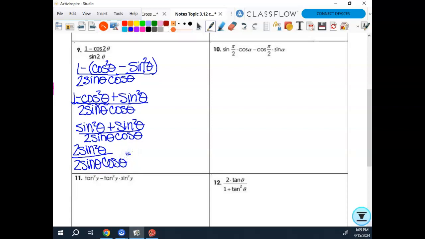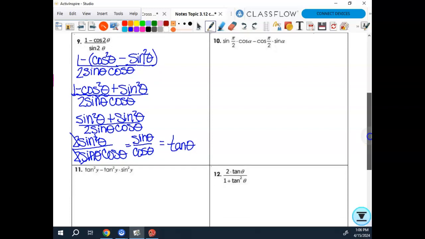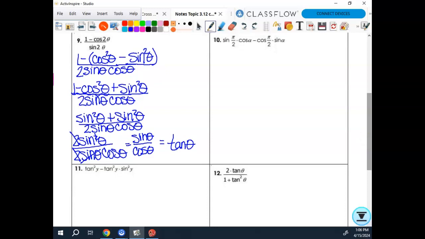Can I cancel some stuff out now? I got no addition and subtraction, so that's great. So the 2's cancel out, and I can cancel this sine out with one of those. So that leaves me with sine theta over cosine theta. And what is sine over cosine? Tangent. And we're done. Okay? Like little puzzles. Okay? We all good?